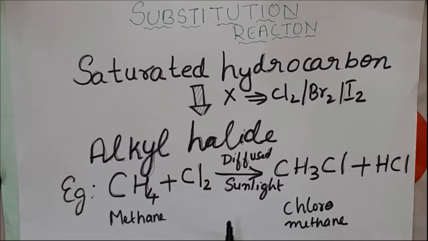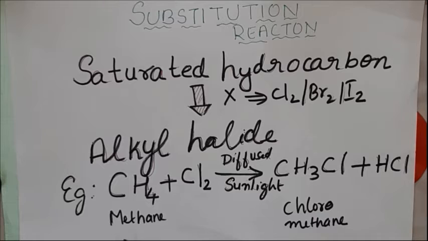See the condition under which the reaction takes place. The reaction is carried out in the presence of diffused sunlight, not in direct sunlight or in a dark room. If the reaction is conducted in a dark room, no reaction takes place. If it is placed in direct sunlight, explosion will happen. Hence, the appropriate condition for the reaction to take place is presence of diffused sunlight.